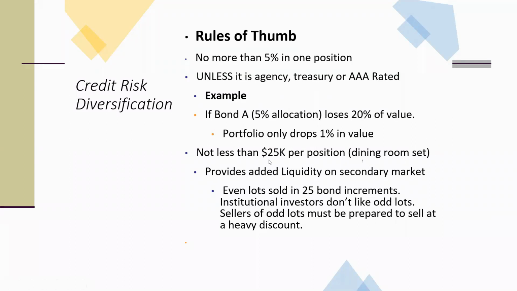However, it's also important to remember that when it comes to the secondary market, bond traders will never buy less than $25,000 per position. So that means 25 bonds in any particular company. The long and the short of it is, and this is like a dining room table, the reason they do that is because that's what they call an even lot. They don't just go out and buy and sell individual bonds. They buy and sell tranches of bonds.